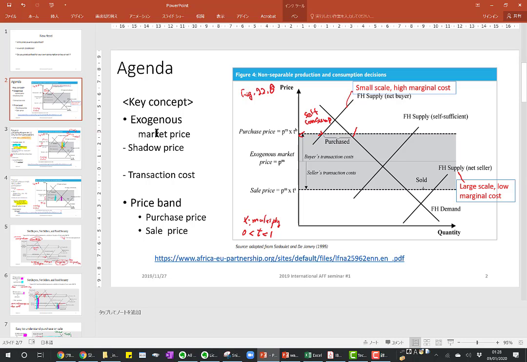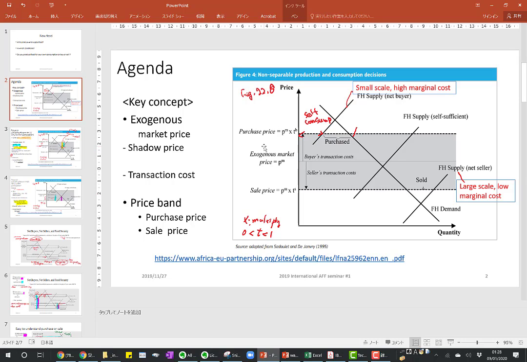Here there are four key concepts, such as exogenous market price, and the shadow price. This is the shadow price, and the transaction cost, this side and this side.